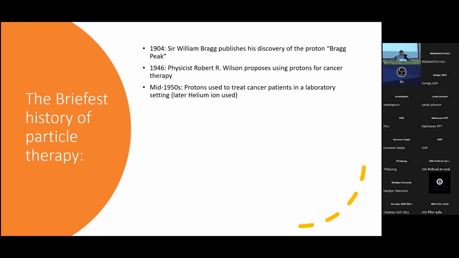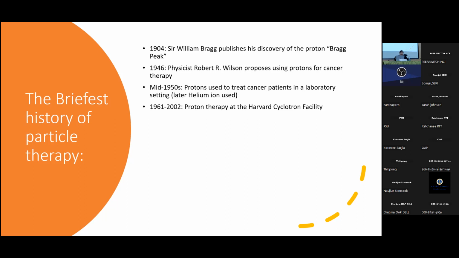Again, this is already 70 years ago, protons were used to treat some cancer patients in a laboratory setting. And the main thing about the initial proton therapy and particle therapies is that they all took place in what we would consider physics labs, maybe at the Synchrotron Institute you have here or other places, and not necessarily in hospital settings.